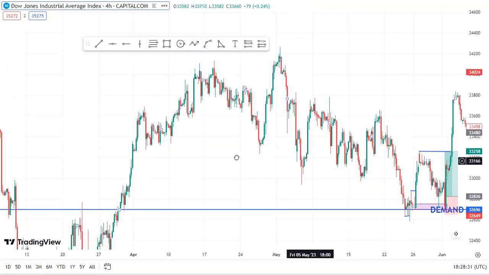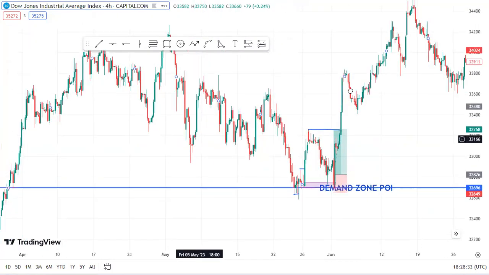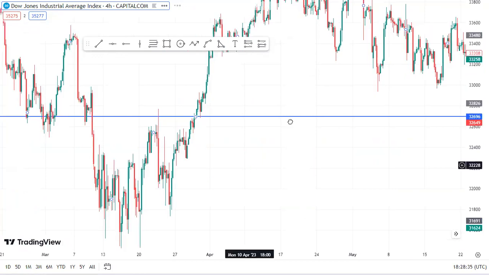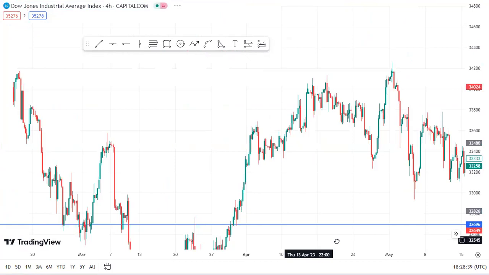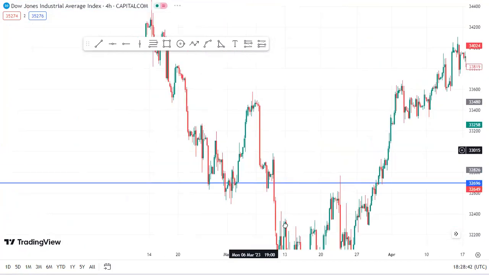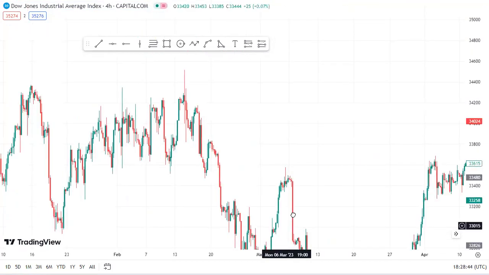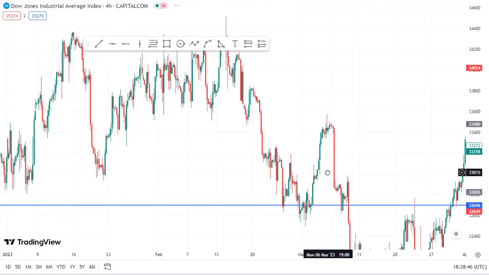So you're done with our demand zone. We can identify another one if you didn't get this one. We can look for another one so that you know what's what. But let's not waste that much time.